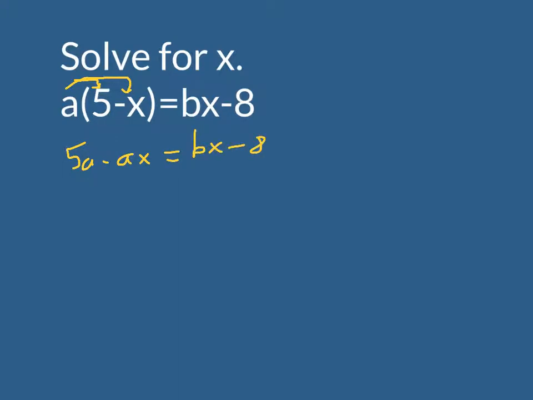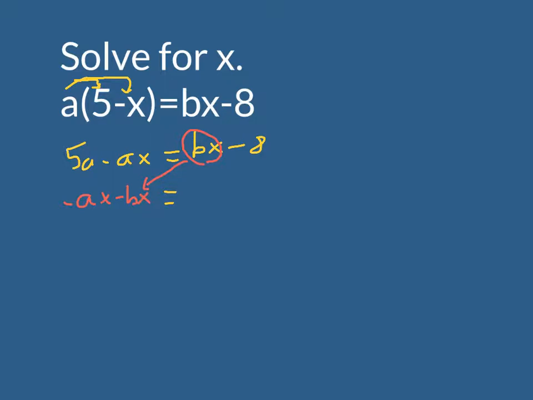I am going to use the magic bridge. I have a negative ax over here. I'm going to bring over this bx, and when I cross the magic bridge, it changes from a positive bx to a negative bx.